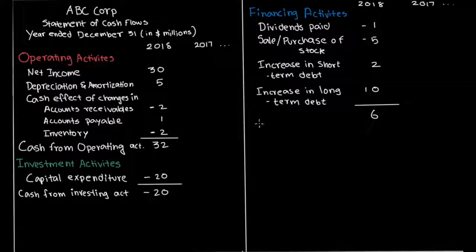Okay, so this is the end of the line. Now what we're going to do is change in cash and cash equivalents. So we're going to just add every single thing that we have got to this point, especially the final numbers from each of the three compartments. Let us add 32, then minus 20, then plus 6. And finally, we get 18.